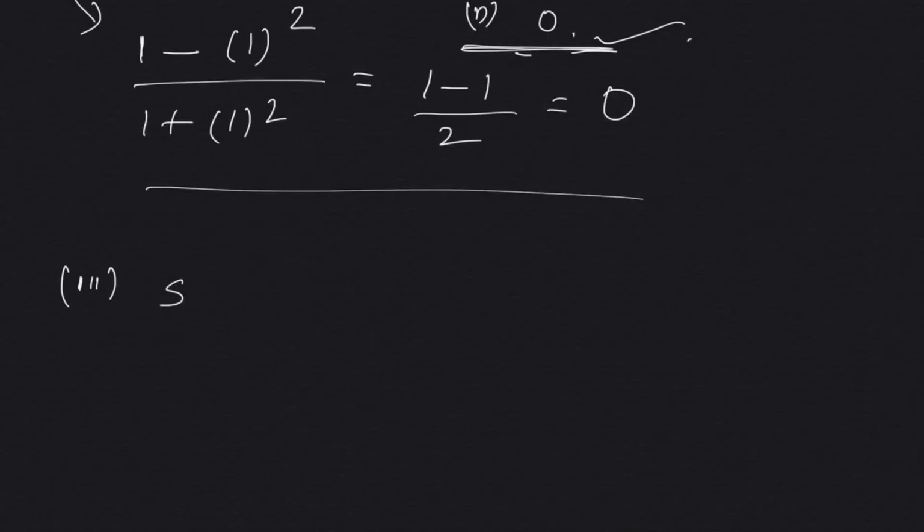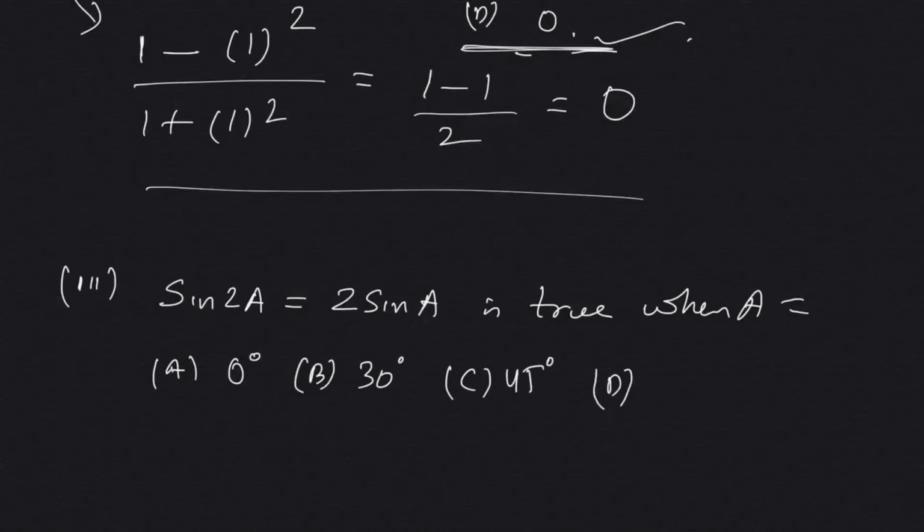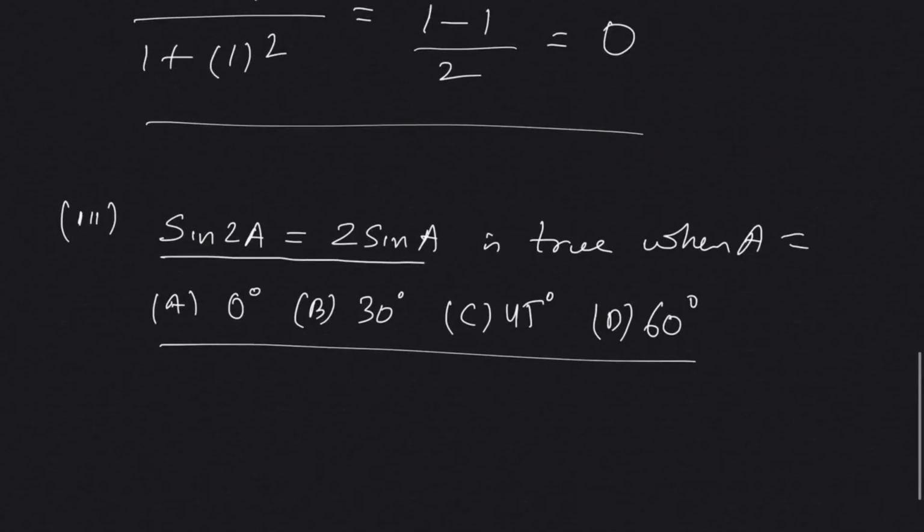Third question: sine 2A equals 2 sine A is true when A equals, the options are A 0 degree, B 30 degree, C 45 degree, D 60 degree. So the question is, for this value, sine 2A equals 2 sine A is true. What will be the value of A for this to make sense, right?